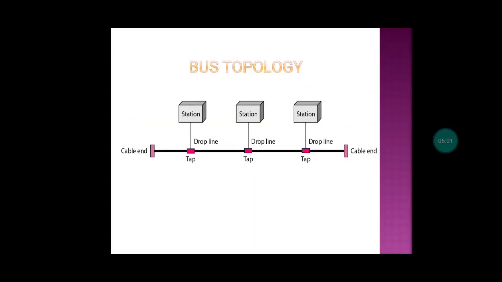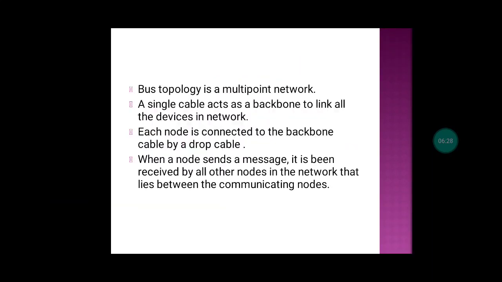Another type of topology is bus topology. Herein we can see the arrangement is like there is a base line or a base cable, we can say the foundation cable, which is referred to as the cable line, and each of the stations is connected to this base cable using the drop line and is connected via the tap. So we can see here that in bus topology, it is a multi-point network.